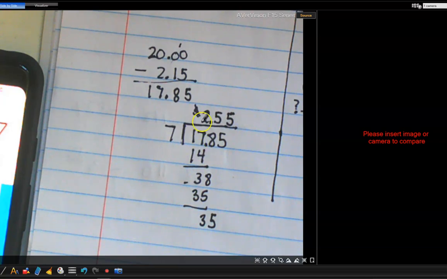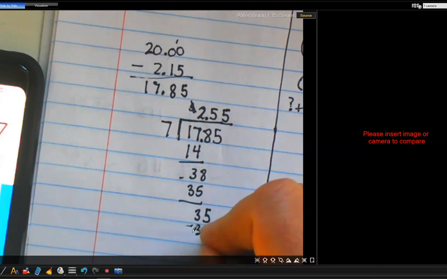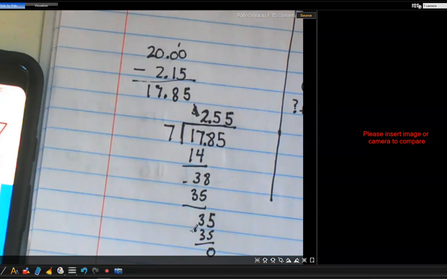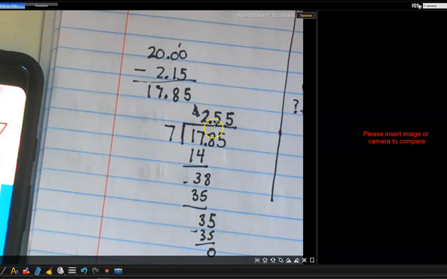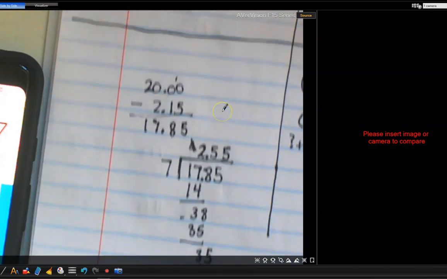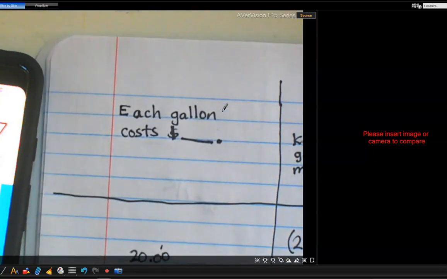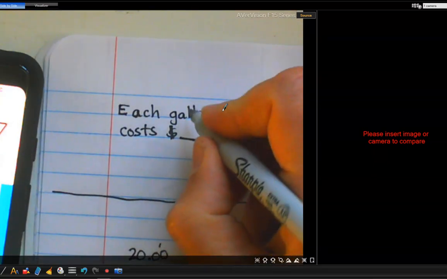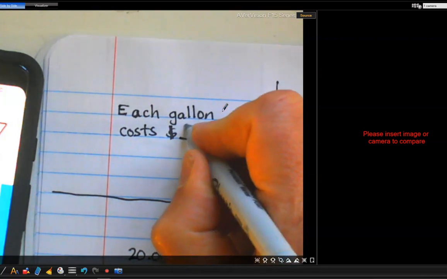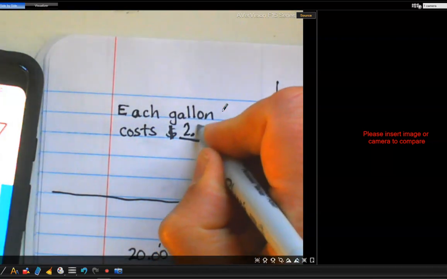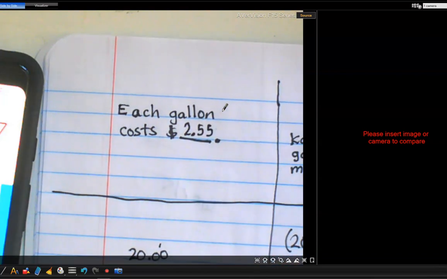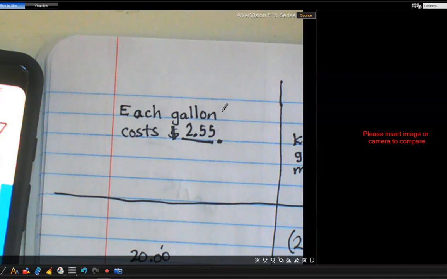What I then did is I divided out. 7 times 2 is 14, minus 3, drop down the 8. 7 times 5 is 35, drop down the 3. 7 times 5 again is 35, and I forgot to add in here that 35 minus 35 equals 0. So I have no remainder, and I end up with $2.55 per gallon, which I'm then going to move up to my answer. Each gallon costs $2.55. And that is the answer to our word problem of the day.